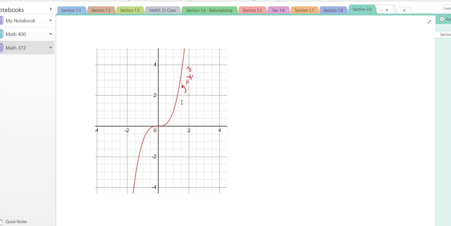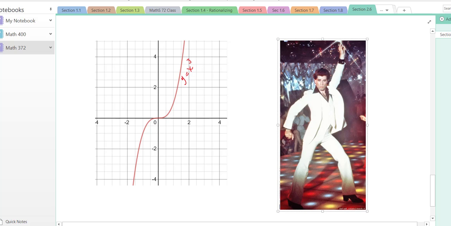So that's the graph of a cubic, which sometimes I nicely refer to as the John Travolta graph. If you haven't seen Saturday Night Fever, notice John Travolta does a very nice cubic in his dance moves.